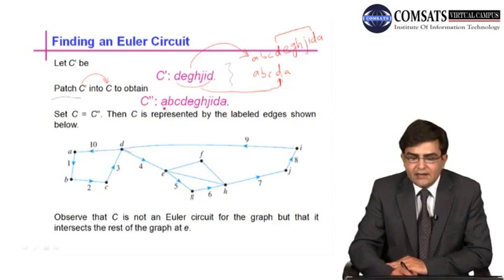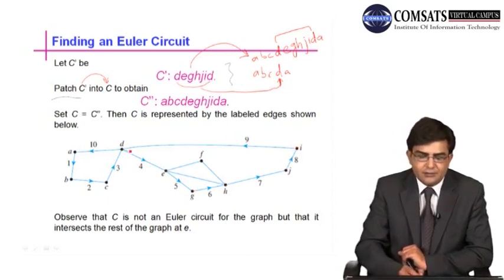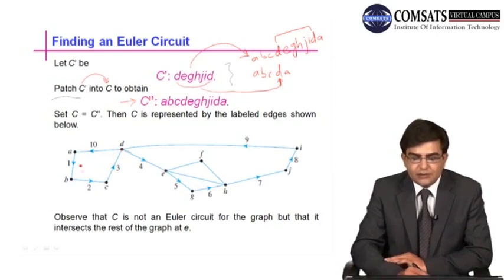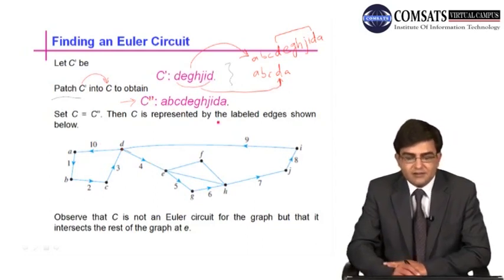Now we have another circuit, which starts from A, ends at A and goes like this: A to B, B to C, C to D, D to E, E to G, G to H, H to J, J to I, and I to D. This new circuit, which we obtain by inserting C dash into C, we call C double dash. This is the new circuit which we have constructed.